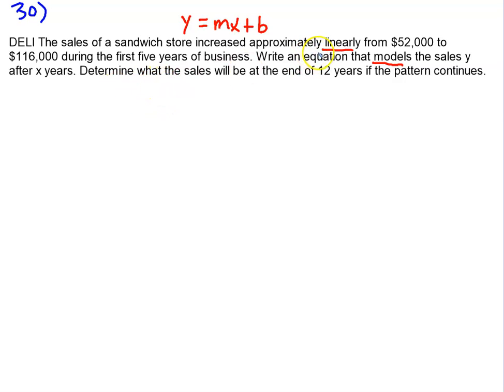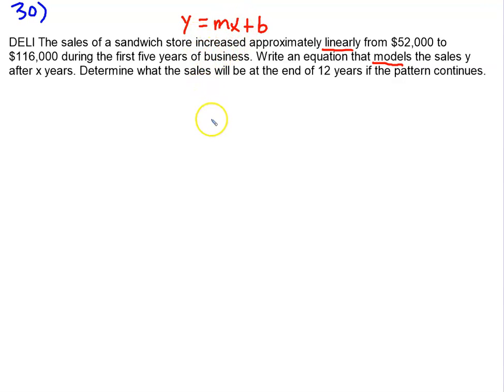Okay, what else do we know? Sales increased from 52,000 to 116,000 during the first 5 years of business. So we're supposed to write a linear equation that models the sales. Sales will be y, and x represents the number of years that have passed.